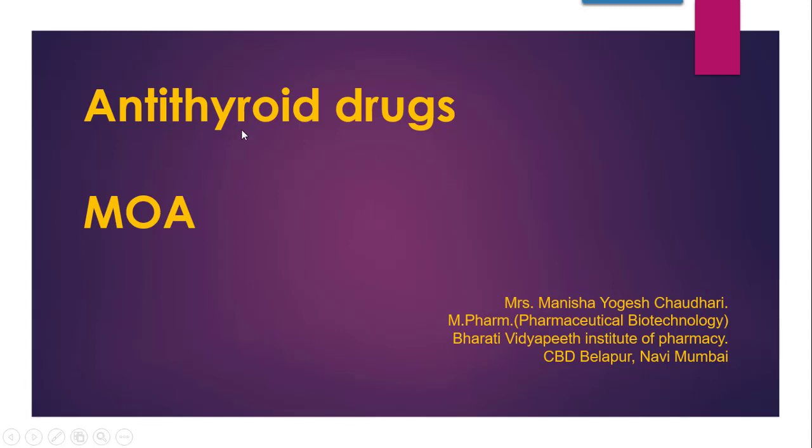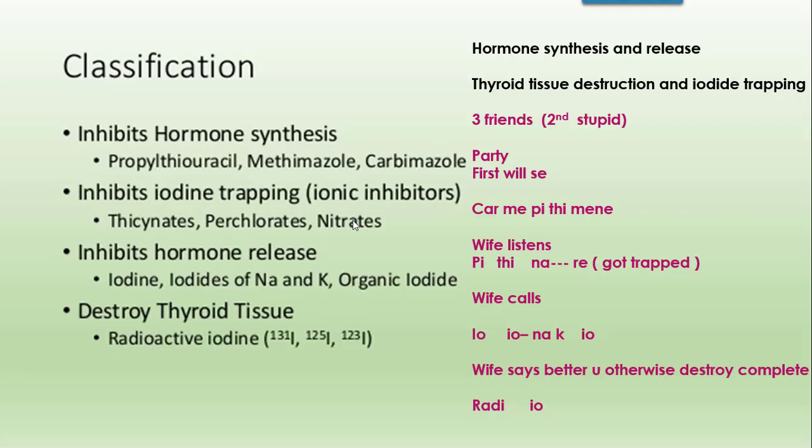Hello dear learners, in today's video we are going to talk about the mechanism of action of antithyroid drugs. Now in our earlier video we have covered the classification of antithyroid drugs. So according to the classification there are 4 classes.